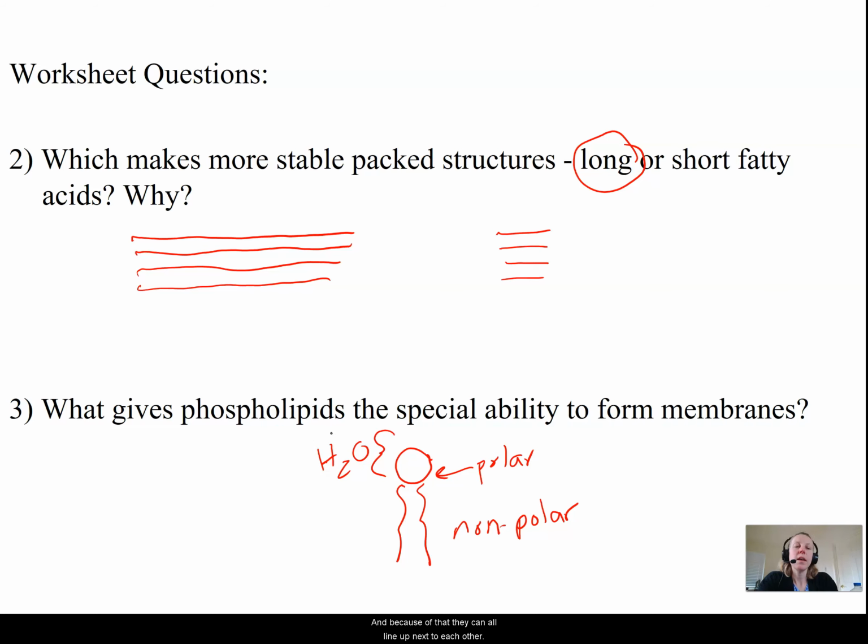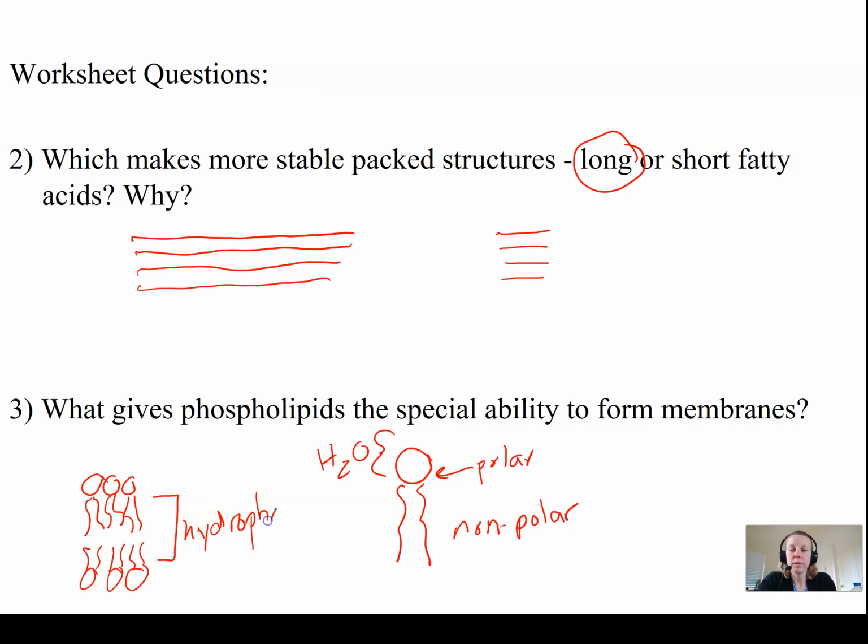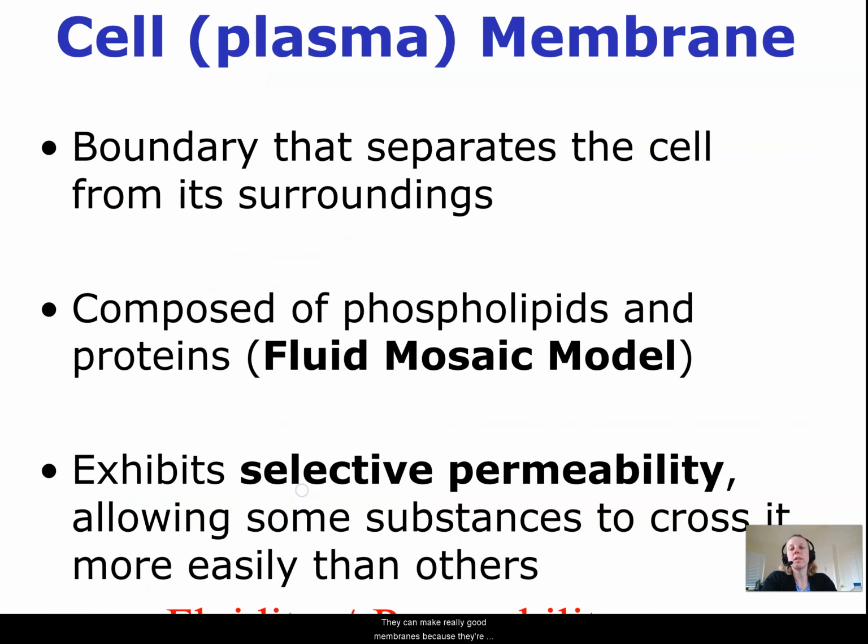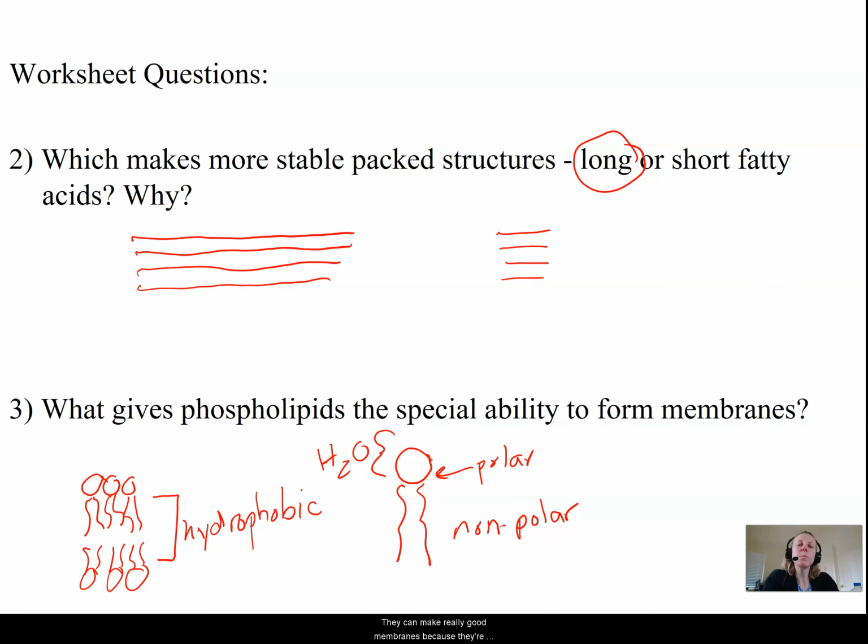And because of that, they can all line up next to each other like this, as a bilayer with all of the hydrophobic stuff in the middle. All right, so they can make really good membranes because they're amphipathic. They can hide their hydrophobic tails in the middle and then have their hydrophilic heads interacting with water on the outside.